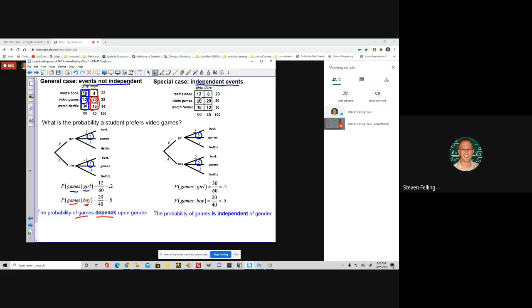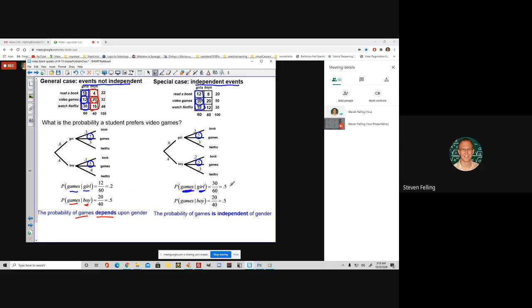Now, this table over here has been adjusted so that it's independent, so I can show you what that looks like. This is the corresponding tree if you want to all work it out, okay? And I'll do that same thing. I'm going to pick an event like games and find two ways to compute it. So I'll use the same color scheme. The probability of games given that you're a girl in this data set is there are 60 girls and 30 of them like games.